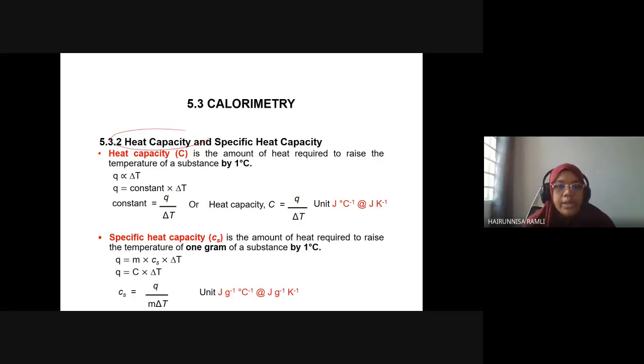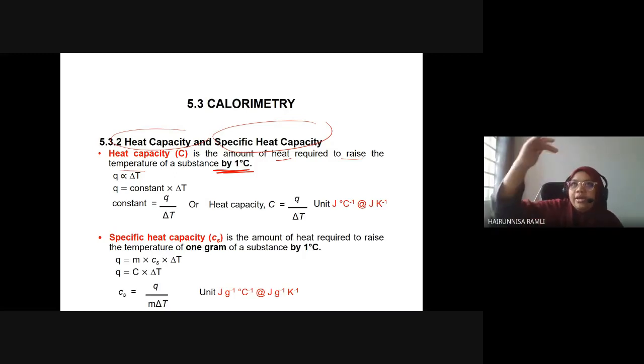Okay, so kenapa different? So as you can see here, kita ada dua lah. What's the difference between heat capacity and specific heat capacity? So heat capacity, C huruf besar dia punya simbol dia, is the amount of heat required to raise the temperature of substance by 1 degree Celsius. Meaning that kita nak measure berapa banyak heat nak naikkan 1 degree Celsius. Maksudnya from 1 degree naik kepada 2 degree, berapa heat yang diperlukan. Okay, that one is heat capacity.